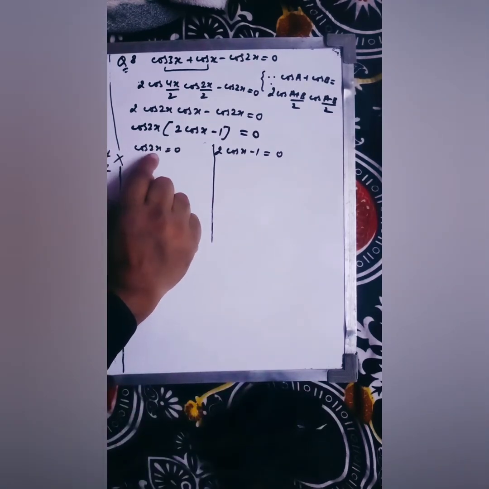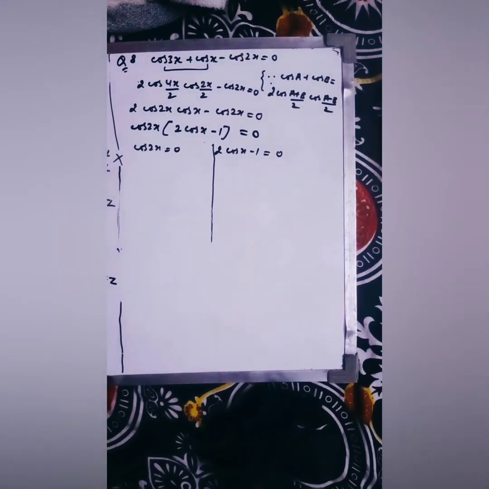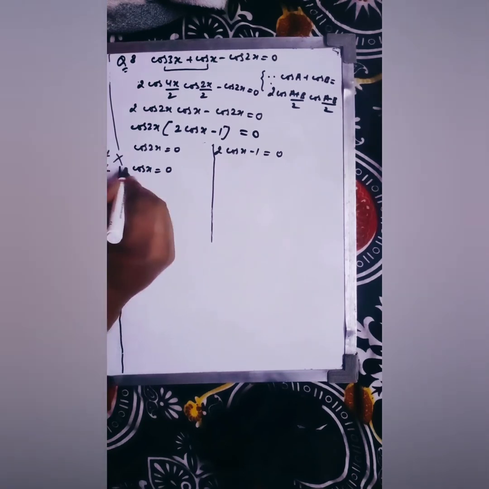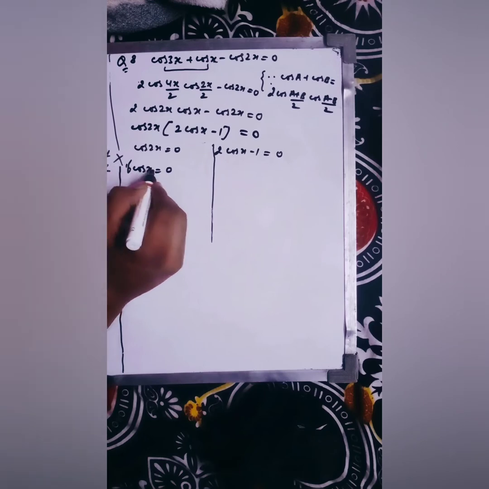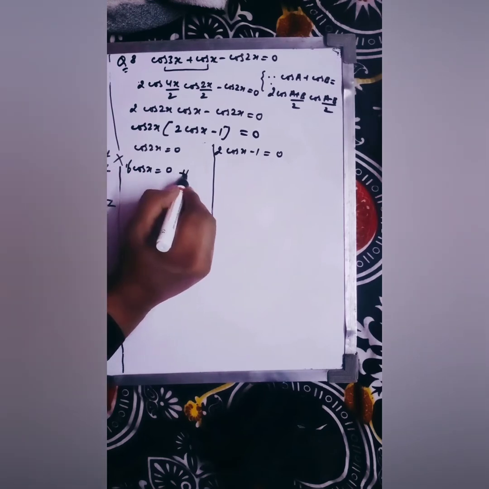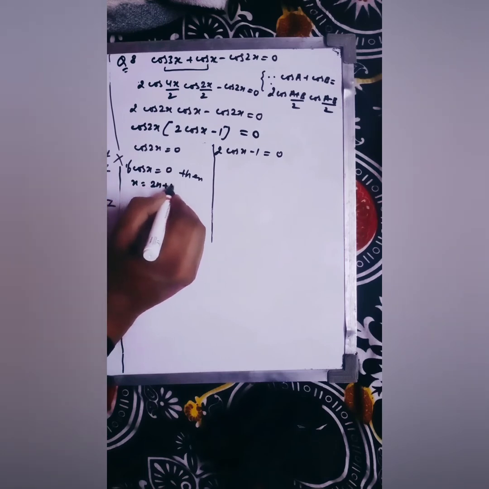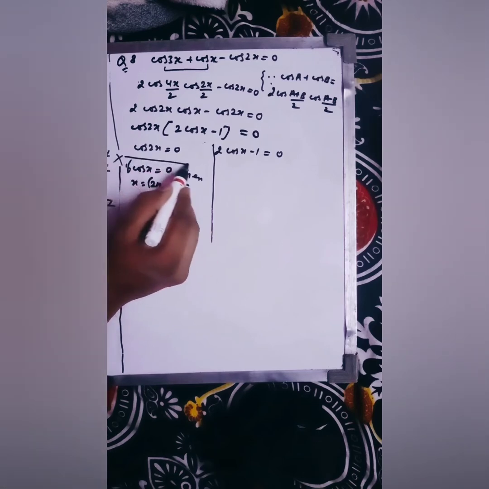So see, after taking cos 2x equals to 0, if you're getting this, learn one more formula. I'm writing here. If your cos x equals to 0, if it is coming that is equal to 0, then you have to write x is equals to 2n plus 1 pi by 2. So this is a general formula.